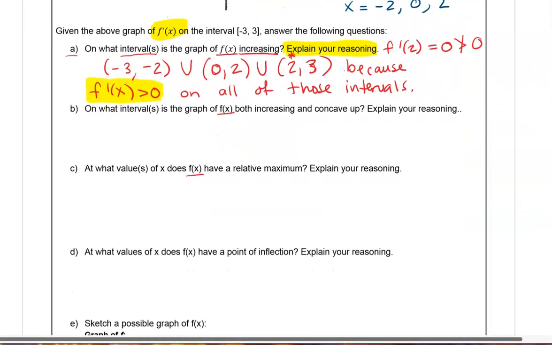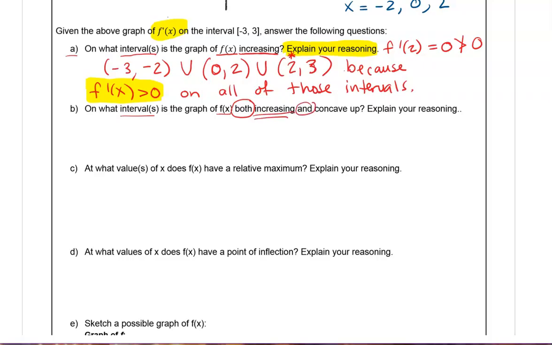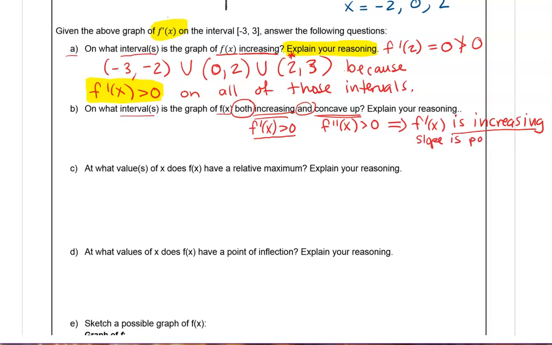In the second question, it wants us to, again, state intervals where f of x is both, so at the same time, increasing and concave up. So increasing is where its first derivative is positive. Concave up is where its second derivative is positive. But for the second derivative to be positive, that would mean f prime is increasing. And so since we're looking at the graph of f prime, I want to look to see where f prime is positive and increasing at the same time. So like slope is positive.